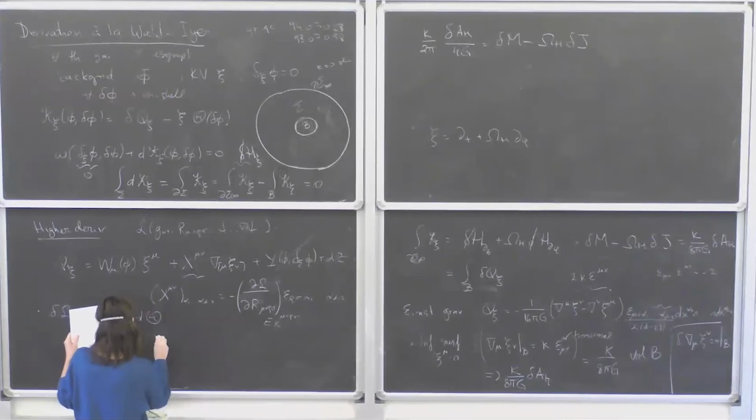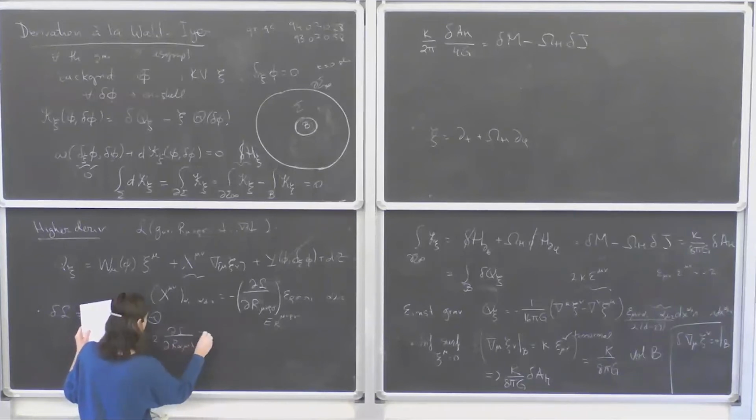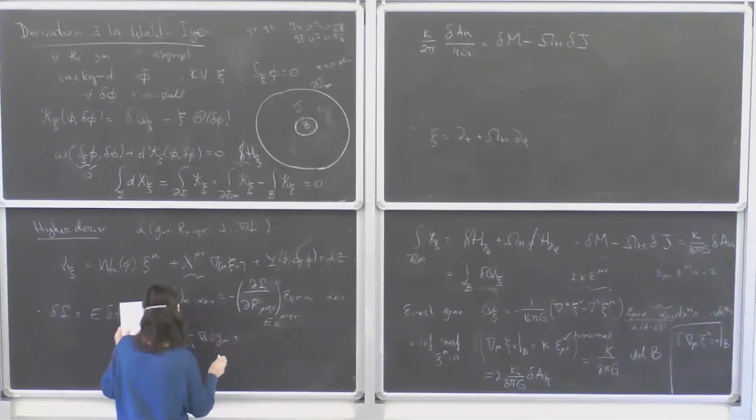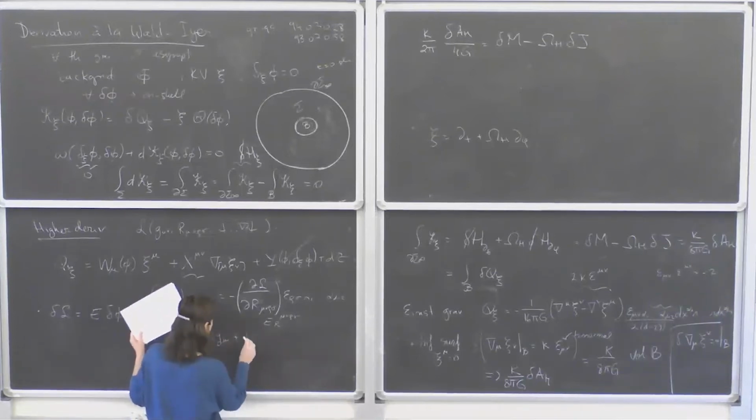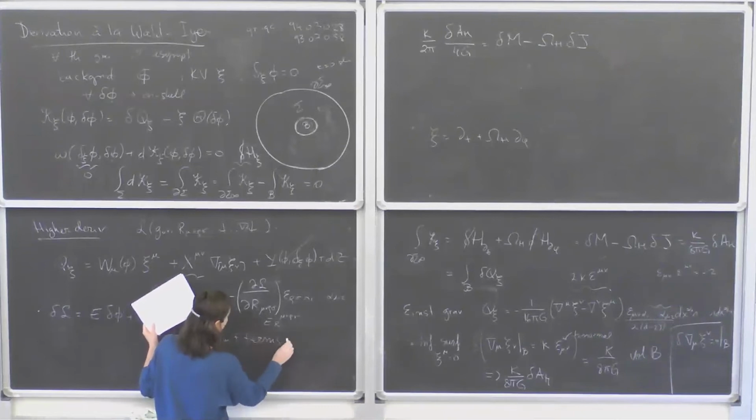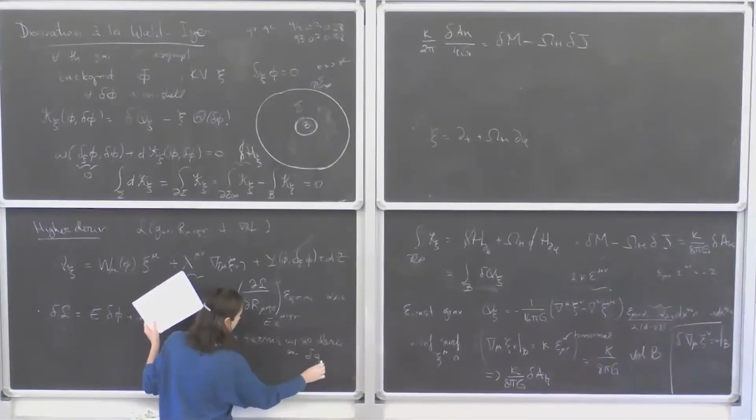What is going on here? So this is 2 times dL by dR alpha mu nu lambda, d lambda delta g mu nu, plus terms with no derivatives on delta g mu.